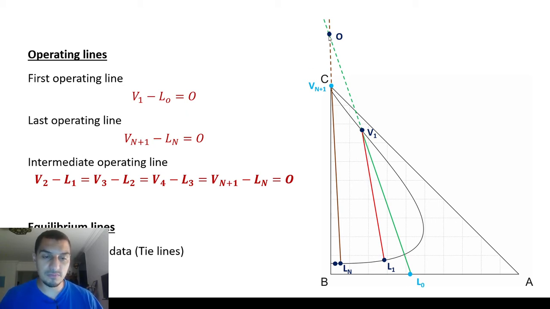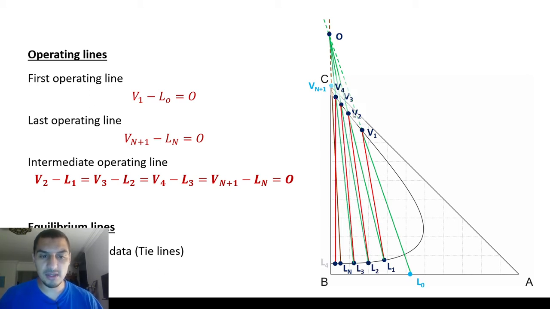And then the next stage would be, and this is important actually to keep in mind, how to get the next stage. So we connect L1 and O, and the intersection with the extract curve would generate the point V2. And we will go again and again and again till we cross the Ln Vn plus 1, and this is how we can get the number of stages, which is going to be 3.5. Of course, these are actual stages because we are assuming that each stage will go to equilibrium.